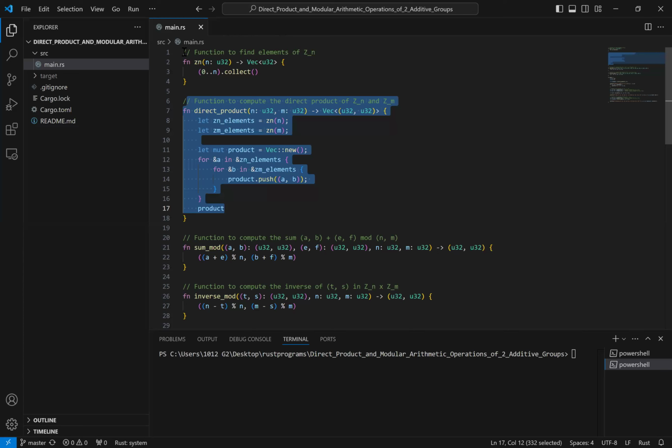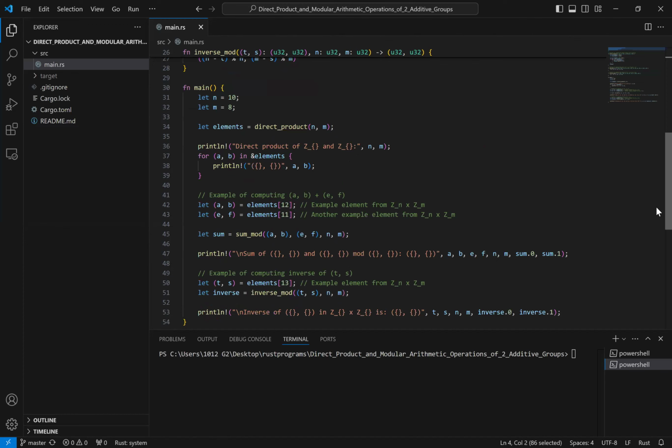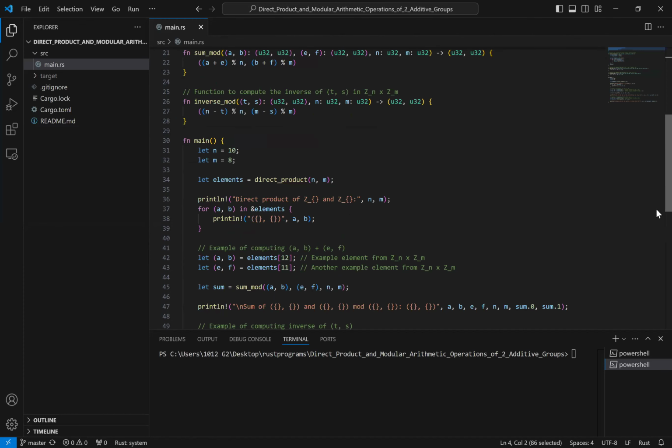And then this other part is to give me the elements of respective groups. For instance, when I talk of Z8, you should be able to know what are the elements of Z8. If I talk of Z10, you should be able to tell me what are the elements of Z10. And then I have the main function that shows how all those are working.